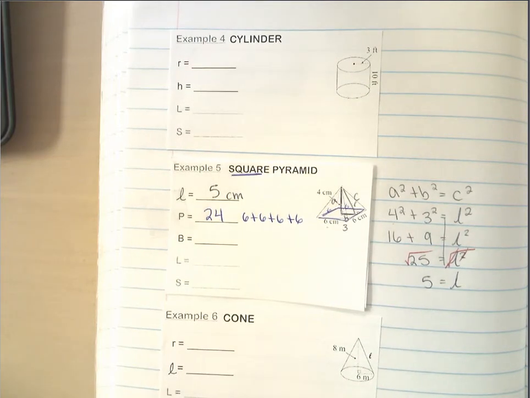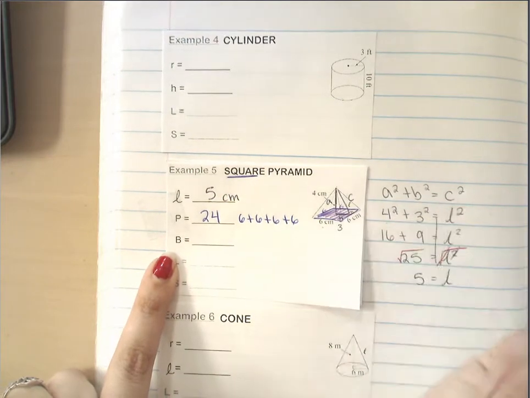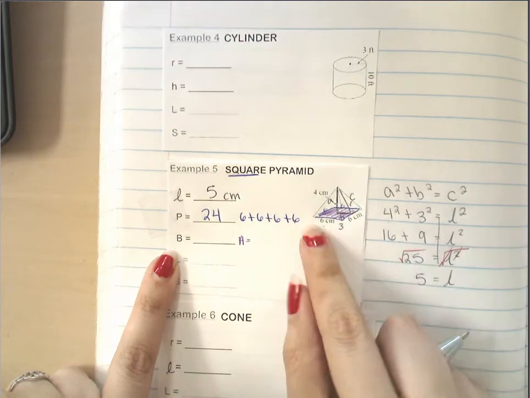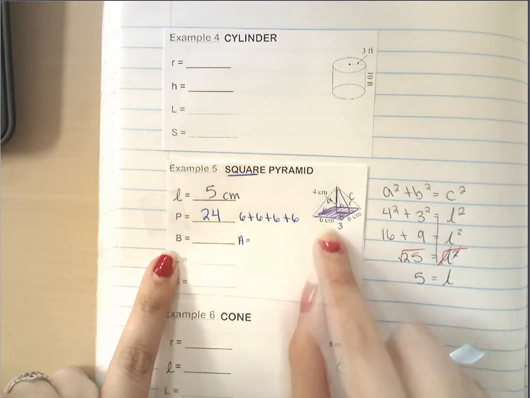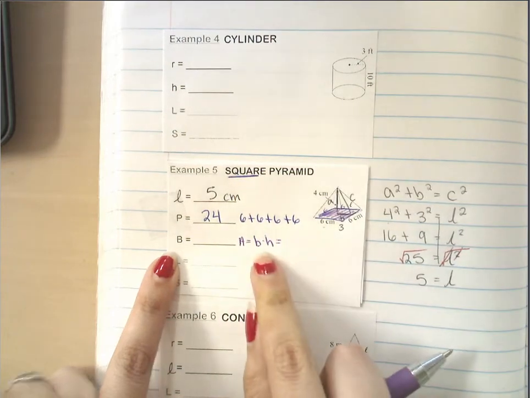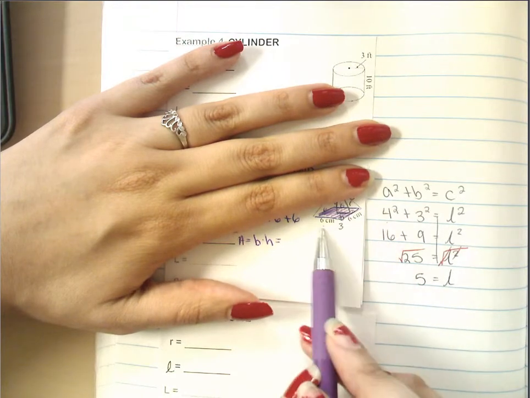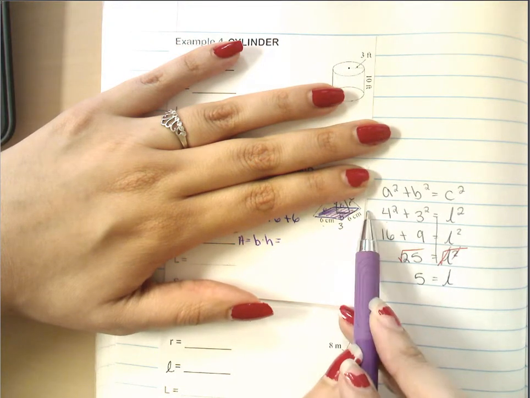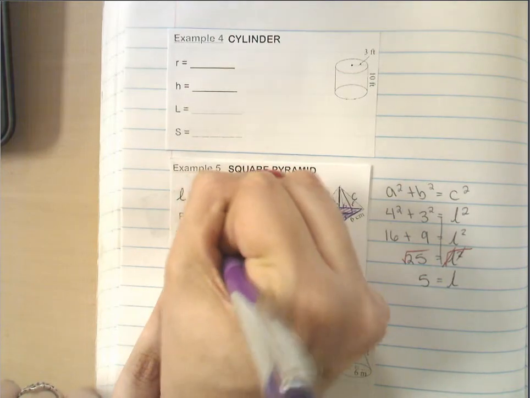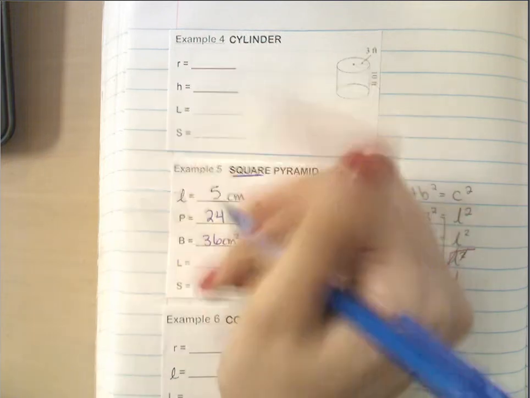B is area of the base. So the square is my base. So formula for the area of a square, base times height. So that will give me, I'm going to ignore everything. I'm just looking at the square. Base is 6, height is 6. 6 times 6. So 36. I forgot my centimeters here.